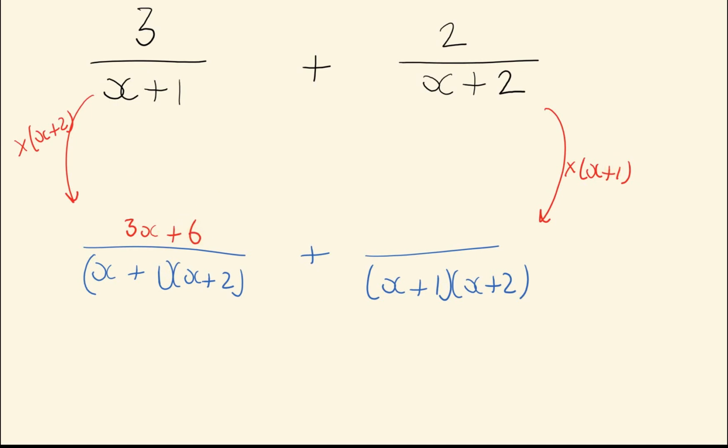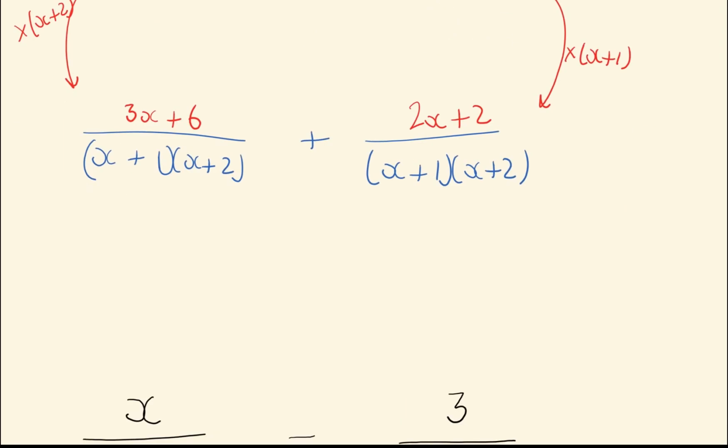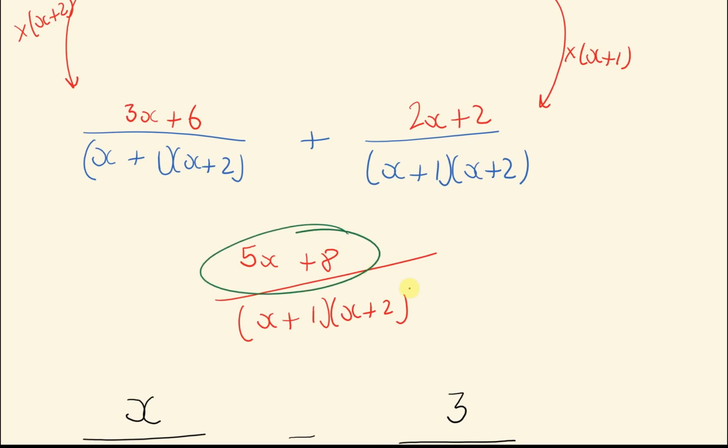For the right hand side, we times by x plus 1. And when we expand a bracket, that will be 2x plus 2. Then here we're just adding. So we add together our two numerators, will give us 5x plus 8 all over x plus 1, x plus 2. Note, occasionally it's quite rare, this will cancel out one of these terms here. So it's going to check if you can factorize this and you do want to do that to see if anything will cancel out. It's quite rare, but it will happen on occasion.